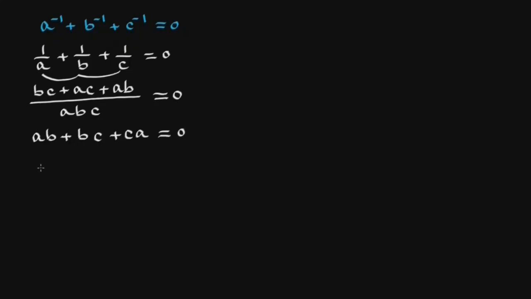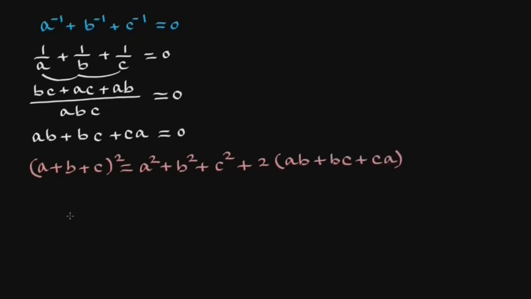Now we have the square of the trinomial, (a plus b plus c) whole square equals a square plus b square plus c square plus 2 times (ab plus bc plus ca). From the results we have obtained earlier, a plus b plus c equals 0, and ab plus bc plus ca is also equal to 0. Therefore a square plus b square plus c square will be equal to 0.